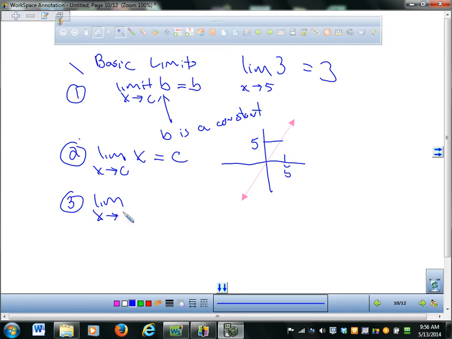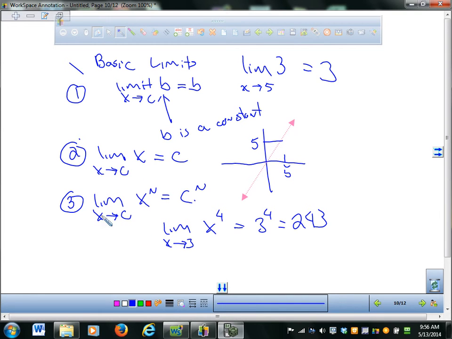The next thing, the limit of a function raised to a power: the limit as x goes to c of x to the n is just c to the n power. For instance, the limit as x goes to 3 of x to the 4th would just be 3 to the 4th, which is 81.